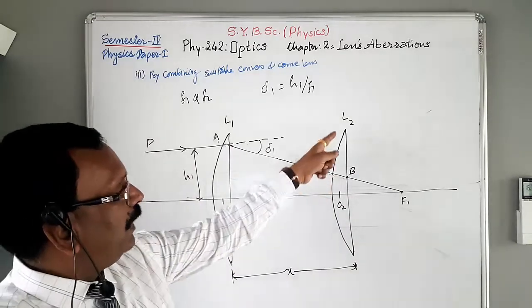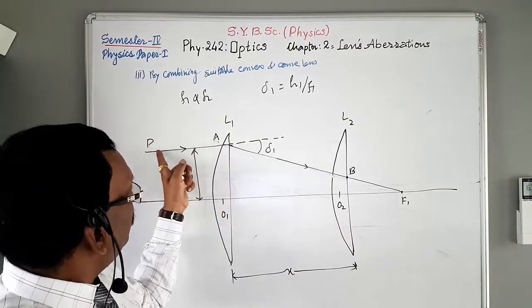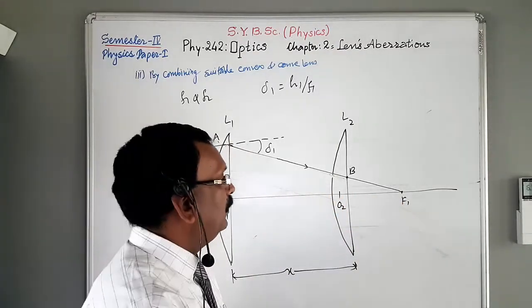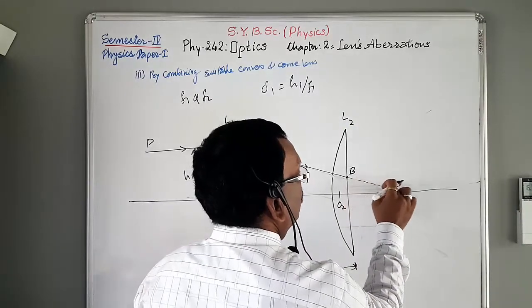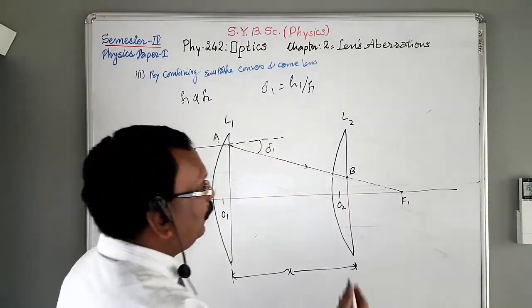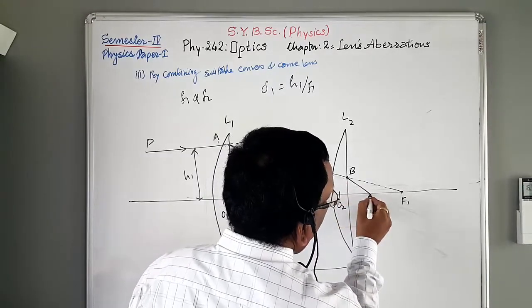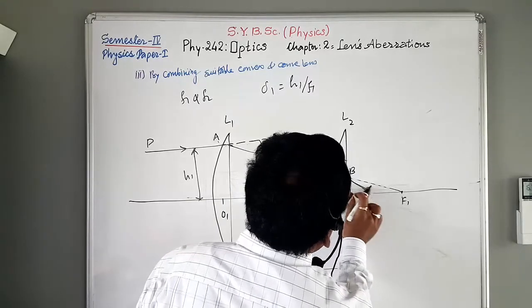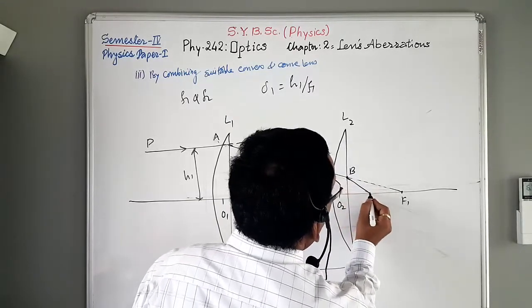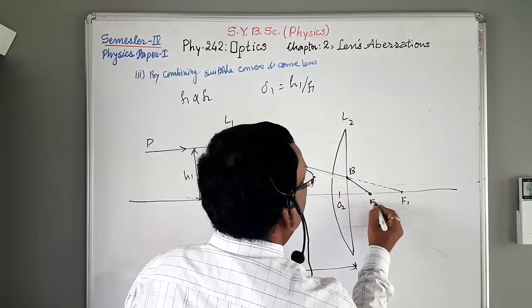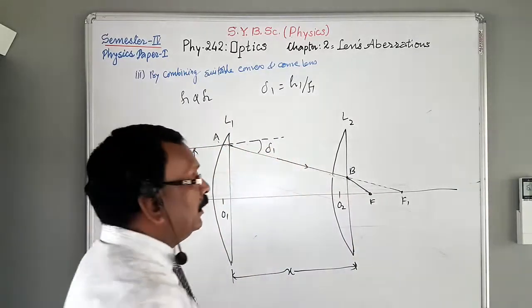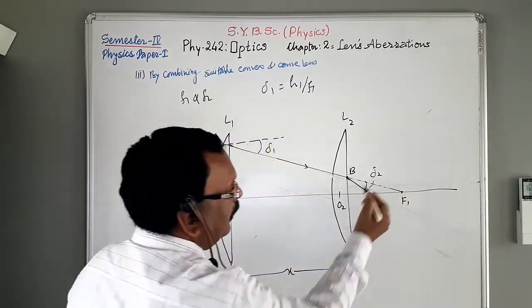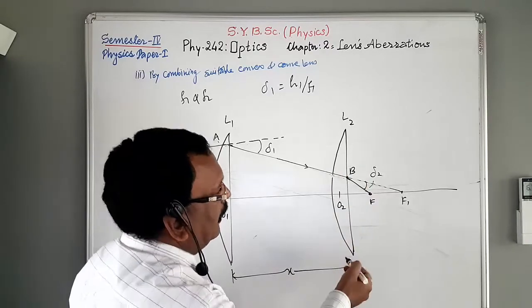If suppose L2 is absent, then what happens after refraction? PA after refraction meets point F1 on the principal axis. But the second lens is present. Due to the presence of the second lens, it is again going to refract and come to point F. So this is the angle, this is the deviation delta 2, which is due to the second lens.